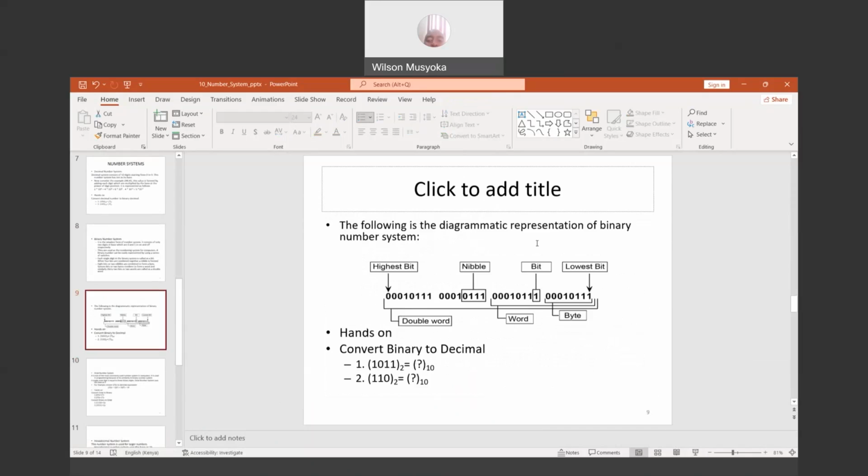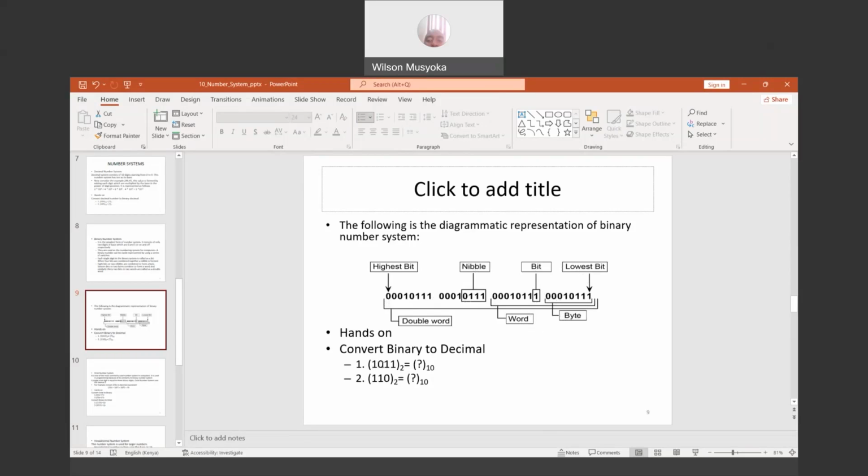So this diagram here is showing the representation of binary numbers, showing that this is the highest bit, which creates a double word. One word is formed by having 16 bits. So the lowest bit is this one, because we normally count the bits moving from right towards left. Then 8 bits form a byte, and then 16 bits are going to form a word, and then 32 bits are going to form a double word. In between, we have a nibble here, which is 4 bits.